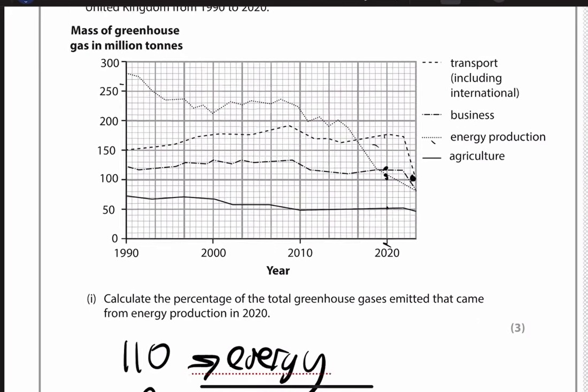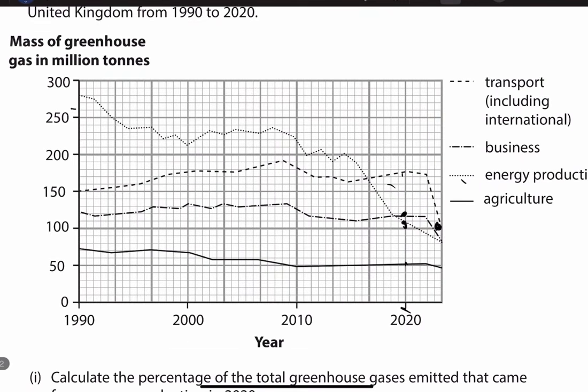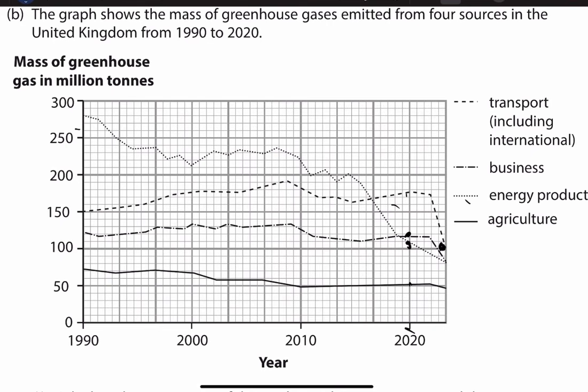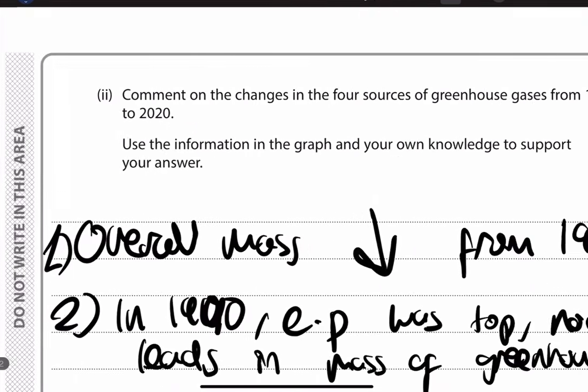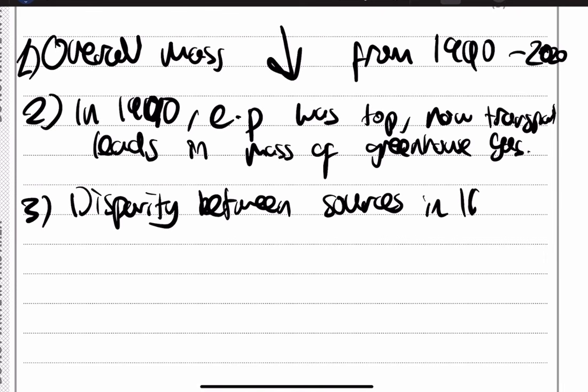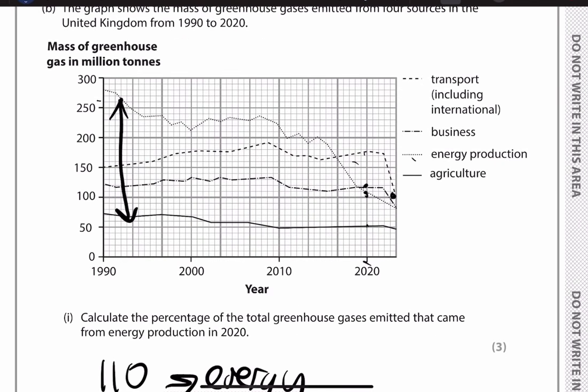Okay, now what else can we say? Well, we can also notice that the disparity between the different sources was a lot higher in 1990 compared to 2020. In 2020, they're a lot closer together, but in 1990, they were quite far apart. So that's another thing to say. The disparity between sources in 1990 was far greater than in 2020, right? I'm talking about the difference from there to there, and here, the difference from here to here. We can see the disparity decrease.